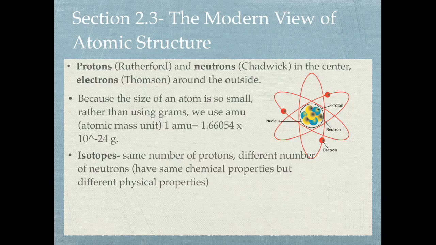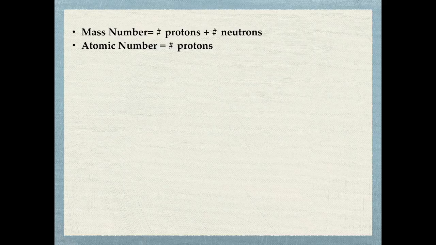Now the next term we need to talk about: every atom of a specific element has the same number of protons. However, they can differ in their number of neutrons. So for example, C12, C13, and C14, all carbons, have the same number of protons, which is 6. However, they can have a different number of neutrons, and those atoms are called isotopes of one another.